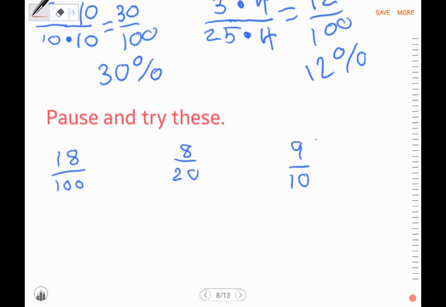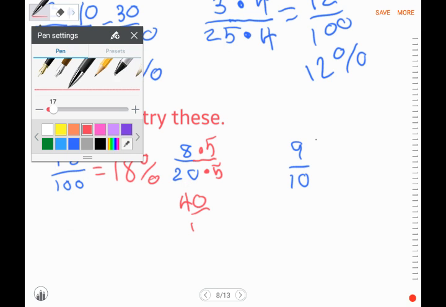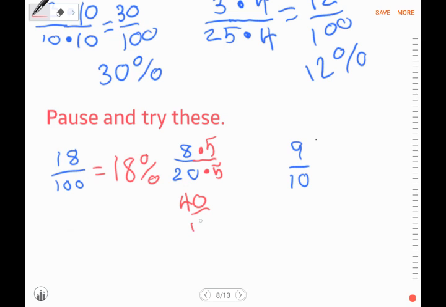Okay, are you guys back? All right, 18 hundredths. Well, that's an easy one. 18%, right? 8 twentieths. Well, let's see. 20 times 5 is 100. So I'm going to get 40 hundredths, or 40%.